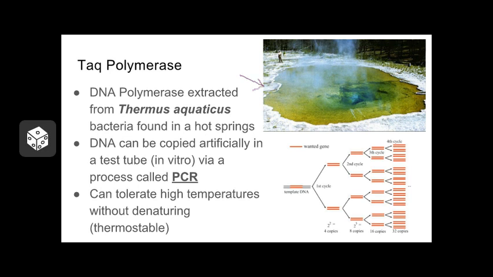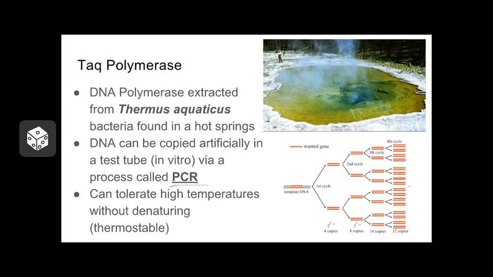Because this thing lives in a very high temperature environment, it means that all of its enzymes and all of its structures have to be well adapted to working at high temperatures. So the enzyme Taq polymerase is thermostable. That means that we can heat it up without it denaturing. And that makes this enzyme very useful in a process known as PCR. Now you're going to learn about PCR in class. It's a method for causing artificial DNA replication inside a test tube.